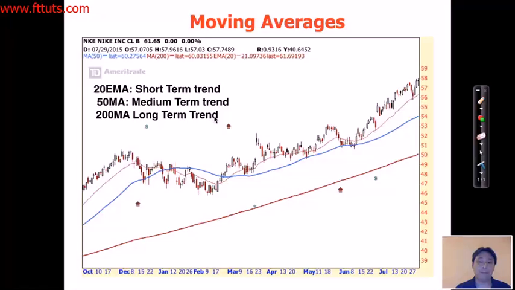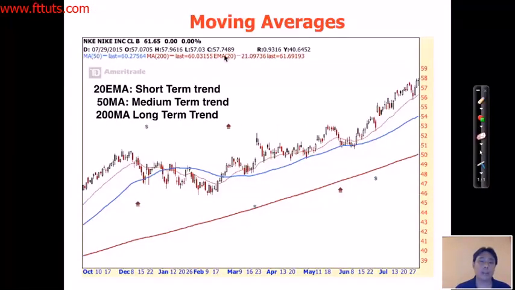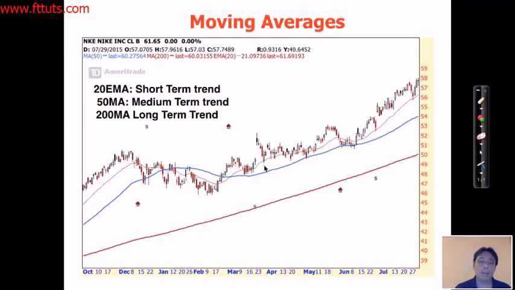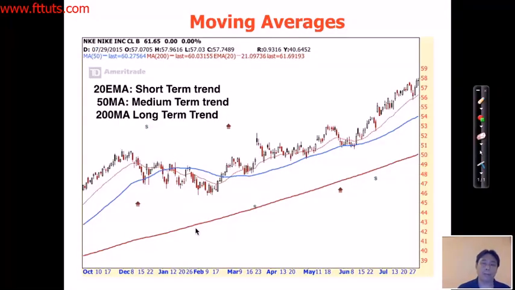For example, over here on this chart, you can see that this red dotted line is the 20 exponential moving average. The blue line is the 50 moving average, and the red solid line is the 200 moving average. The 200 moving average is used to determine the long-term trend.